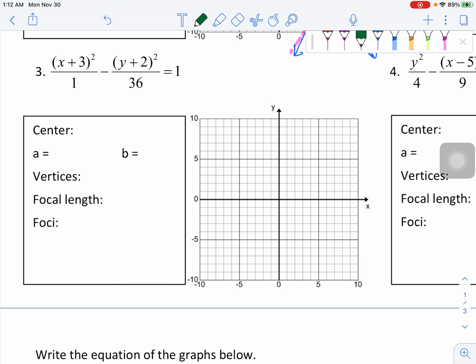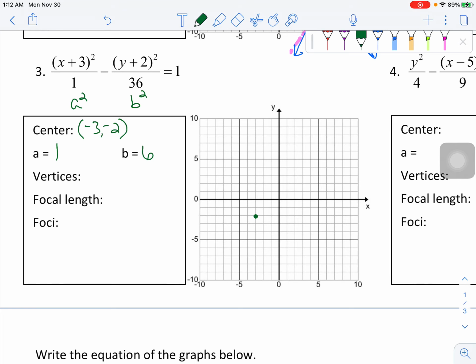All right, so let's see what we've got here. We've got x squared, which means we're going to open left and right. So our center is going to be -3, -2. This is a squared, this is b squared, so a is 1, b is 6. All right, so -3, -2 is my center.